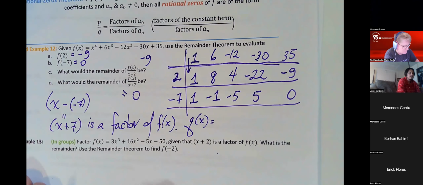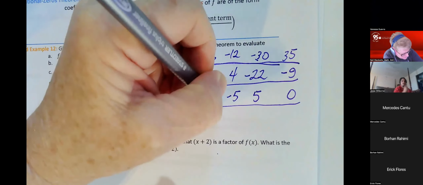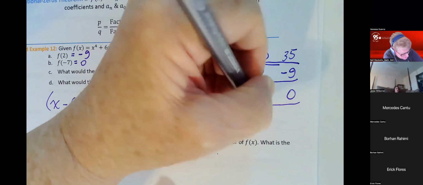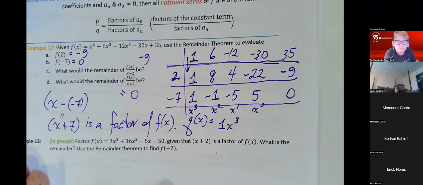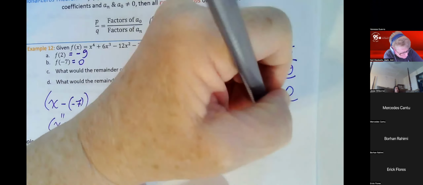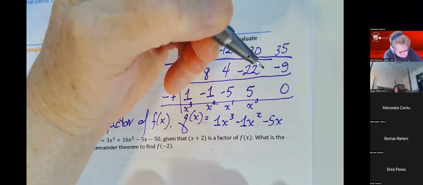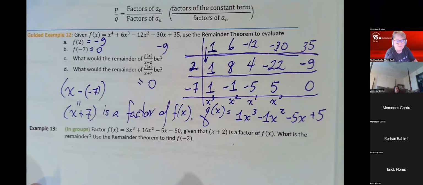Is it 1 to the third? Yes, because we've got third, second, first, and the 0th. So 1x cubed, -1x squared, -5x, and then 5. Excellent.